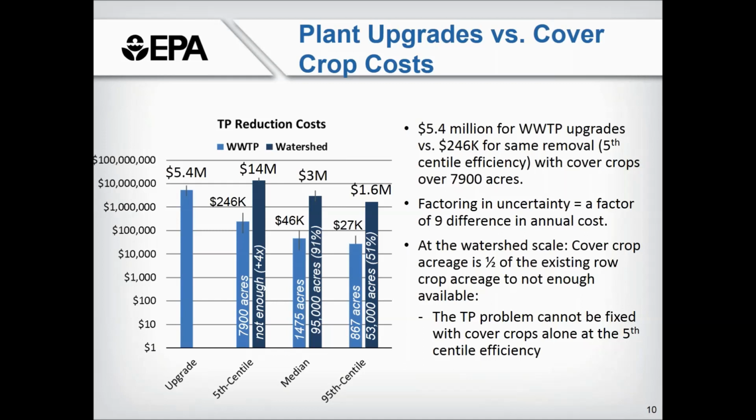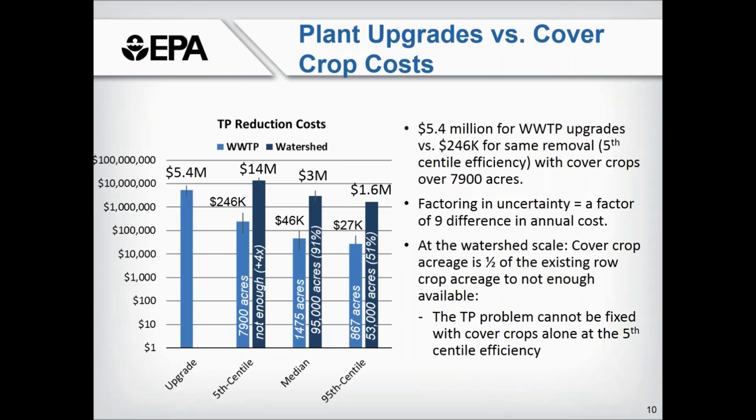So this $246,000 in cover crops would have to be planted over 7,900 acres of existing row crop. And this is given in the white text embedded in the bars of the graph. Turning to the watershed as a whole, the dark blue bars in the graph, using cover crops to meet the total phosphorus load reduction would cost $1.6 to $14 million. However, the costs here assume that there is enough row crop acreage available for cover crop implementation.